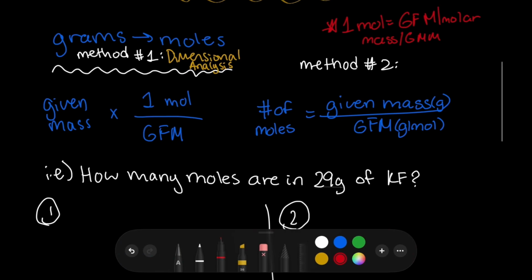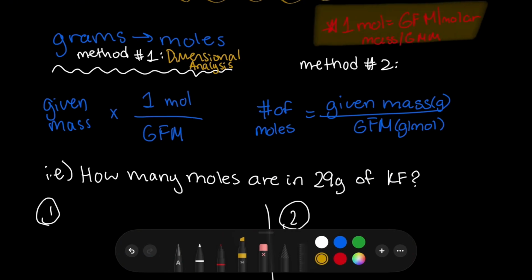To start off, the main thing that we want to point out is that 1 mole is equal to GFM, or molar mass, or gram molecular mass. All of these terms mean the same exact thing and they all equal 1 mole according to the mathematical relationships part of your chemistry reference table. By knowing that 1 mole is equal to the GFM, we'll be able to create conversion factors.